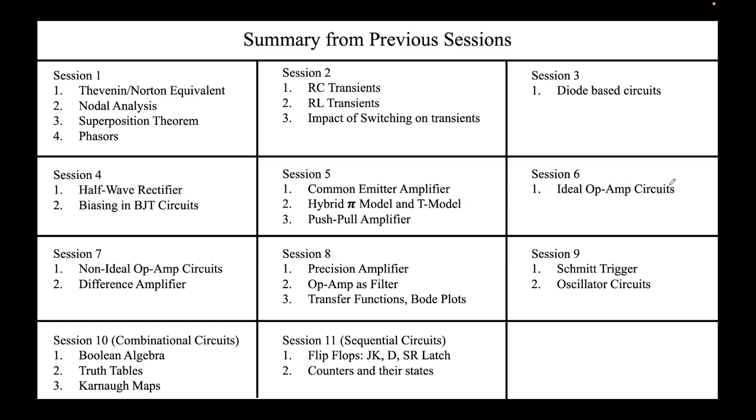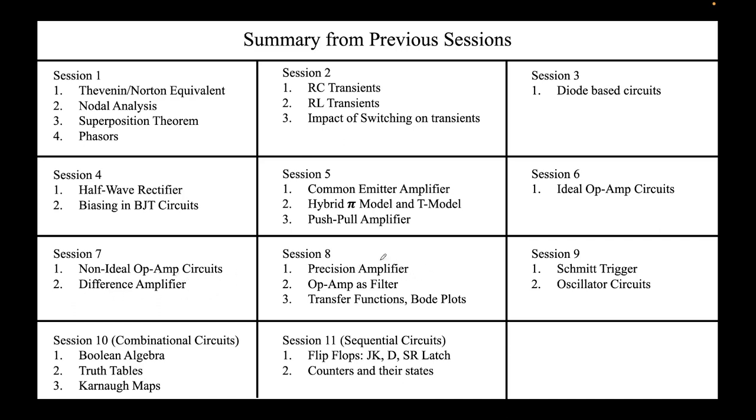Then we moved on to operational amplifiers. In session 6, we talked about some ideal operational amplifier circuits. These are primarily based on negative feedback, and we saw how we can implement adder, subtractor, and such circuits. In session 7, we saw some non-idealities in operational amplifiers, in the sense that resistances are not always exact, they have some tolerance band. And some non-idealities of the operational amplifier itself, namely offset voltage, offset bias and offset current. Finally, we saw one important application in the form of a difference amplifier. This is a negative feedback circuit.